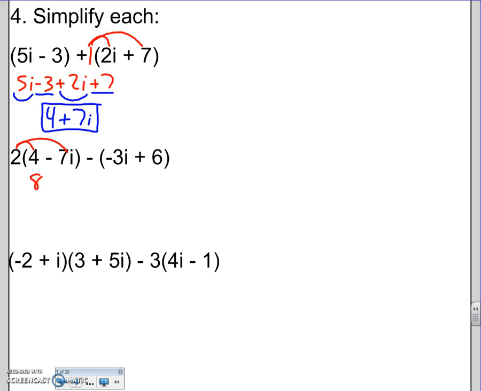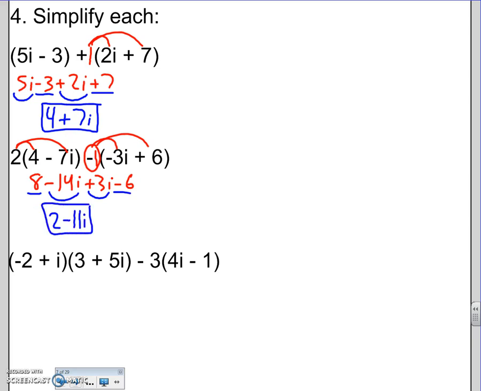This next one I have to distribute because there's a 2 in front. Gives me 8 minus 14i. Here I distribute it's -1. It gives me +3i, -6. Combine like terms carefully. Real part first. 8 minus 6 is 2. -14 plus 3 is -11 with the i.